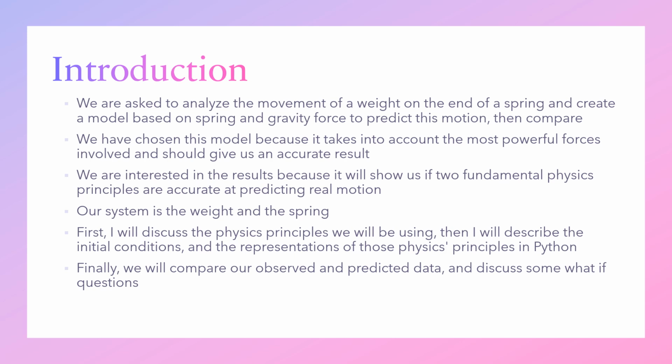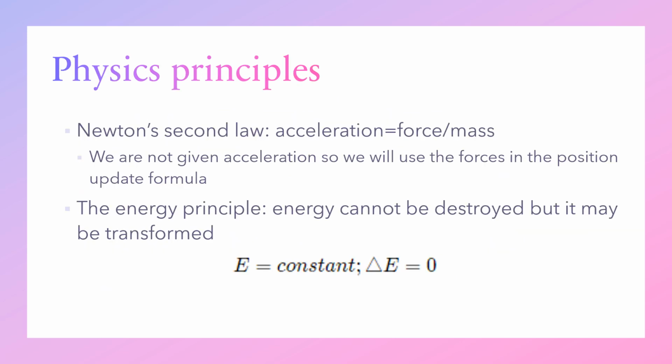at predicting real motion. Our system is the weight and the spring. First, I will discuss the physics principles we'll be using, and then I will describe the initial conditions and the representations of those physics principles in Python. Finally, we will compare our observed and predicted data and discuss some what-if questions.